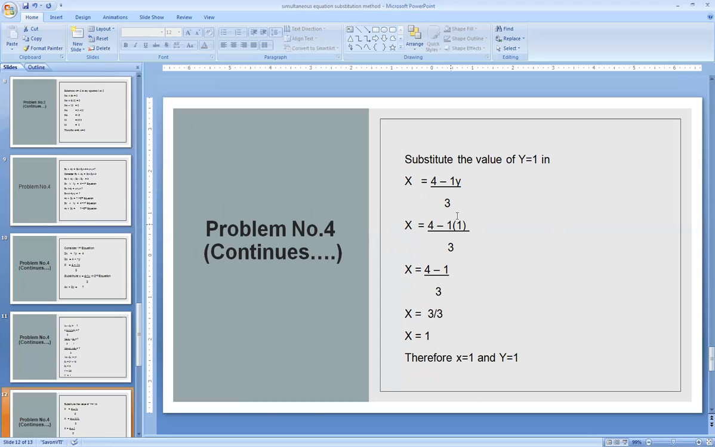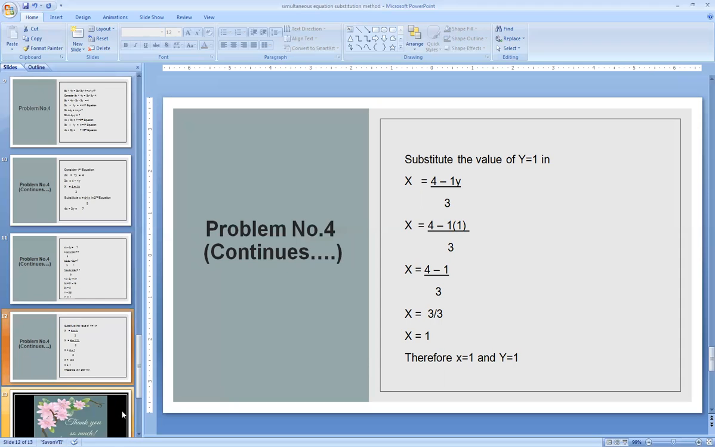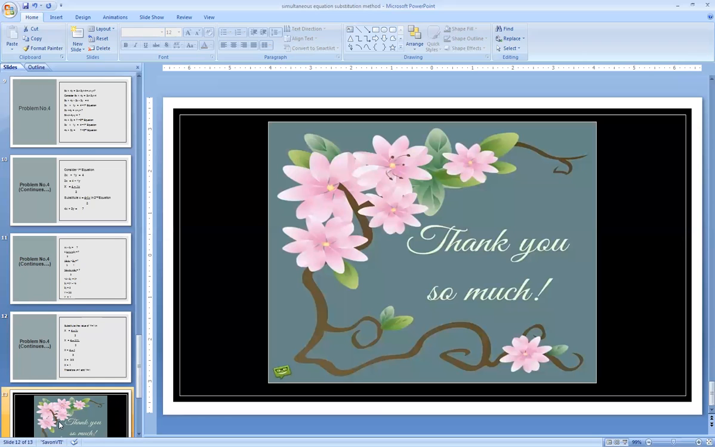X equals 4 minus 1 into 1 divided by 3. X equals 4 minus 1 divided by 3. So x equals 3 by 3, the value of x equals 1. So this is how to calculate the value of x and y with the help of the substitution method. So with this, I am going to end the session.